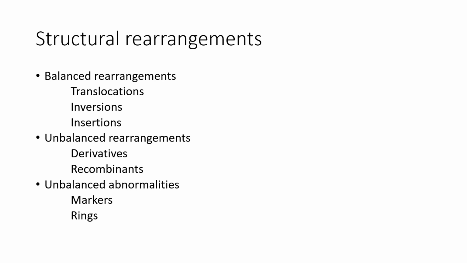Unbalanced rearrangements are either derivatives that are derived from translocations, or recombinants that are derived usually from inversions. Unbalanced abnormalities can also be associated with markers and ring chromosomes.